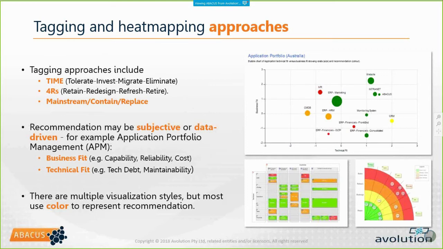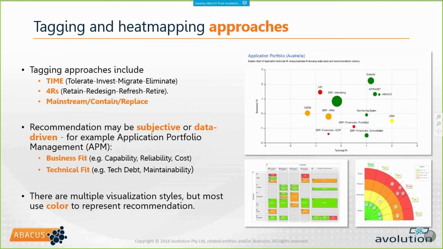And it will do it basically by defining what the business fit and the technical fit of each of those applications is. So something that's high business fit and high technical fit is likely to be an invest application. And something that's low business fit and low technical fit is very likely to be eliminate. And there's a bit of science to how you map the ratings to the business fit and technical fit. But it's very much a data-driven methodology.